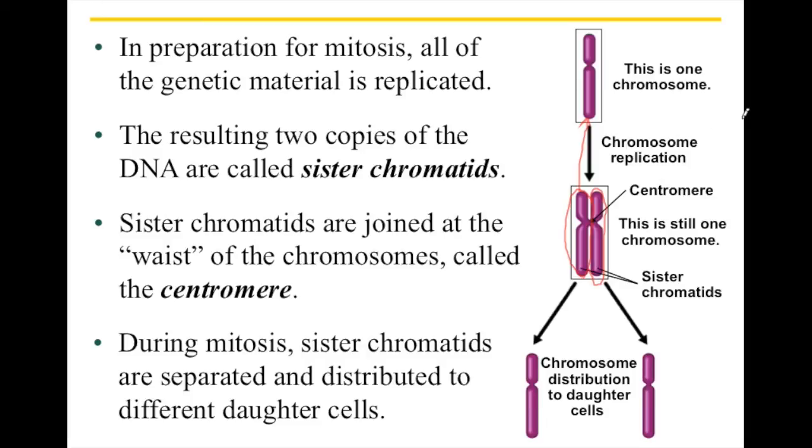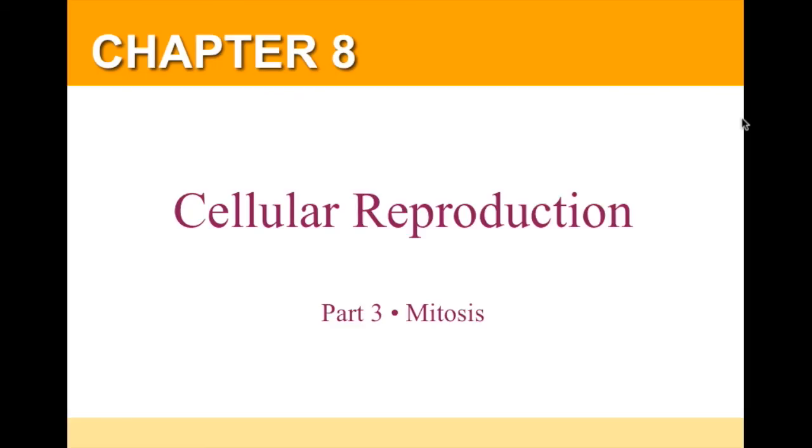Now this is a really good copy because we obviously need to make sure that the next cell has the exact correct information that it needs. And so that's how we distribute the chromosome material to the daughter cells. So the sister chromatids are basically the exact same piece of information, and those are each distributed to the different daughter cells. And that's how chromosomes work.